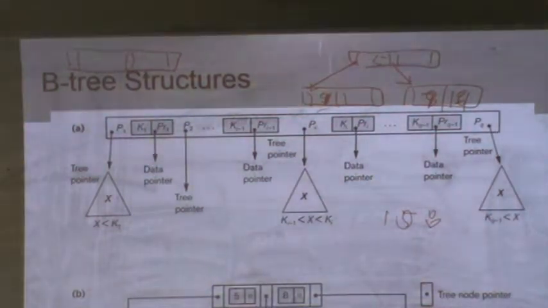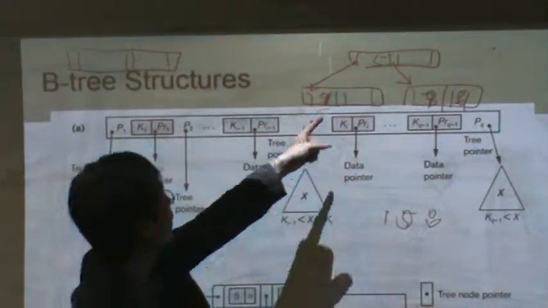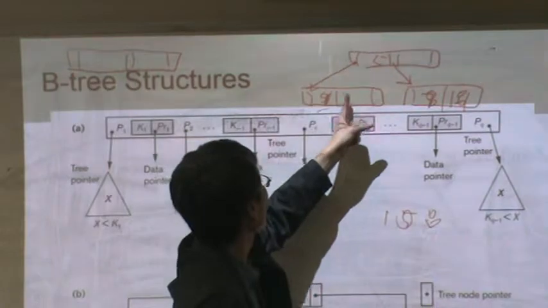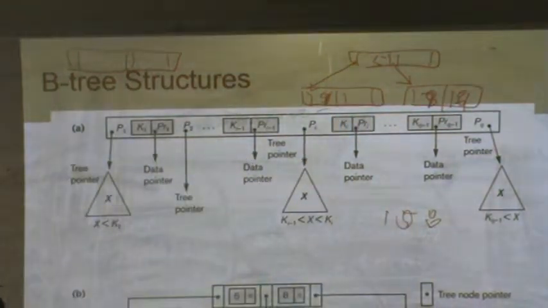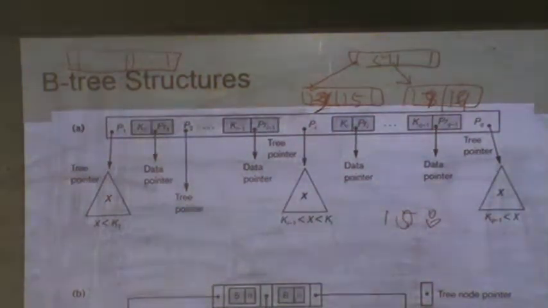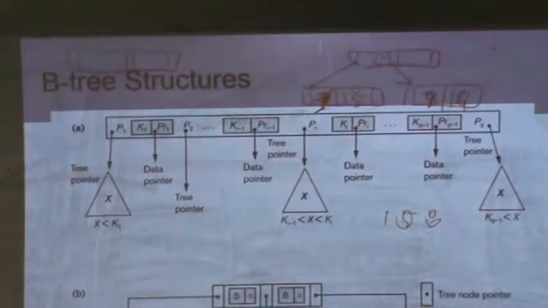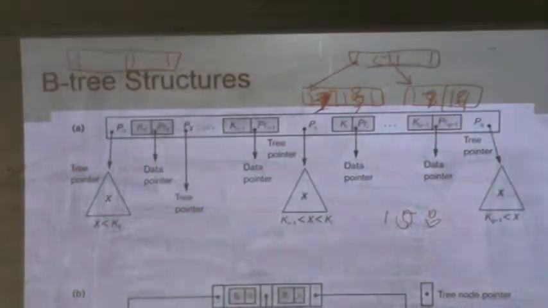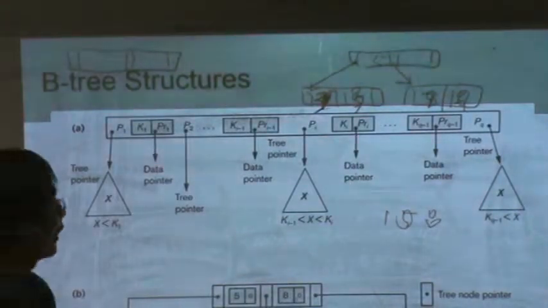So the next value is 3. 3 is less than 5, goes to here, so 3 and 5. So this is a 3, this is a 5. It's not 5. It's supposed to be 1, right? This one is 1 and this one is a 3. Okay? Then the next one is a 12.